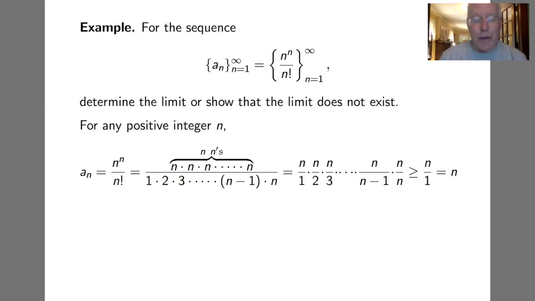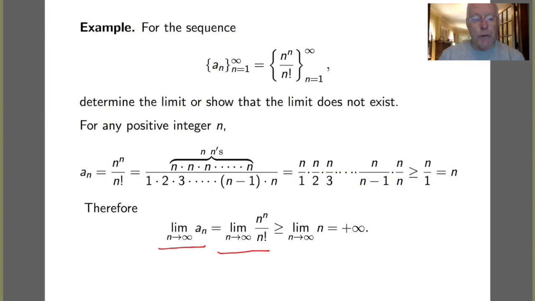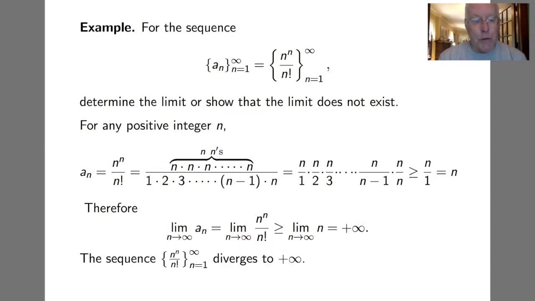And we're going to use that then by saying, therefore, we can say the following. We go to take the limit as n goes to infinity of a sub n. The limit as n goes to infinity of a sub n is the limit as n goes to infinity of n to the nth over n factorial. We saw this term was bigger than or equal to n, and so we can get that it's bigger than the limit of n as n goes to infinity, which is infinity. So therefore, this sequence, the a sub n, given by n to the nth over n factorial, diverges to infinity.